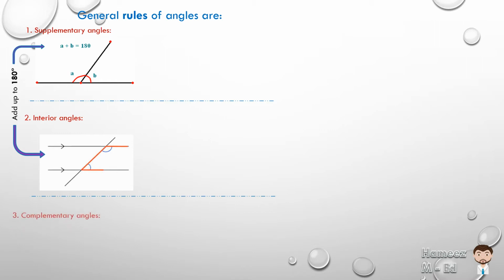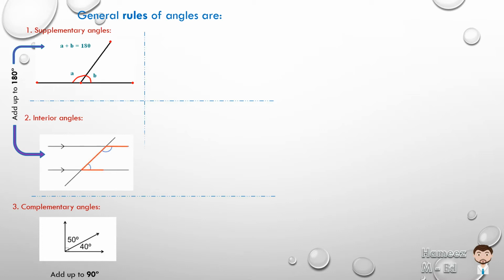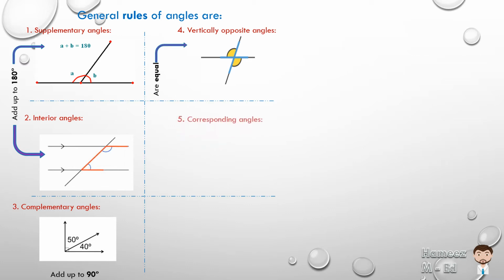And in the third set, complementary angles, we have a 90 degrees being cut into 2 parts, and the 2 angles will add up to 90. In this case, 40 plus 50 is equal to 90. In the fourth rule, if we have 2 lines cutting or intersecting, the angles that are vertically opposite are equal. And let's look at number 5, the corresponding angles.